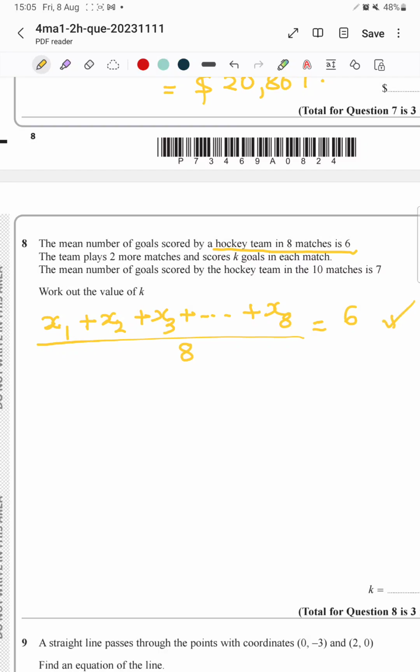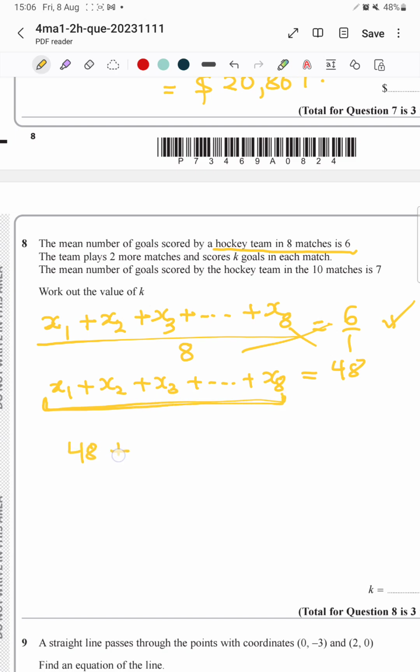So from here what I can say is that the sum of x1 to x8, the total number of goals made in the 8 matches, is equivalent to 48. Cross multiplication. Then they say the team plays 2 more matches and scores k goals in each of them. So that means these are the 8 matches plus 2 more matches. So whatever they scored here, that is 48, plus the 2 other matches, and they score k in each of them. And the mean number of goals scored by the hockey team in 10 matches is 7.